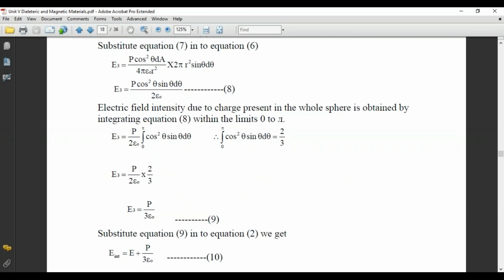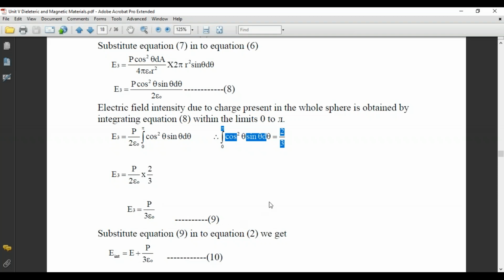The charge present in the whole sphere. Now you calculated the electric field of a small elemental area in the form of a ring. Now you want to find out the total for the sphere. How can you find it? By integrating equation 8 between the limits 0 to pi. If you integrate equation 8 between 0 to pi, you will get E3 equal to P by epsilon naught multiplied by 2 by 3. So this value is 2 by 3, and we get E3 equal to P by 3 epsilon naught.